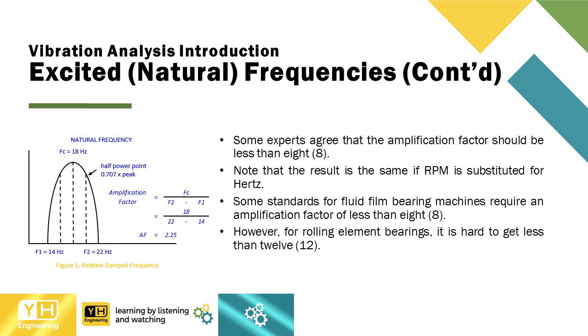Some experts agree that the amplification factor should be less than 8. Note that the result is the same if RPM is substituted for Hertz. Some standards for fluid film-bearing machines require an amplification factor of less than 8. However, for rolling element bearings, it is hard to get less than 12.